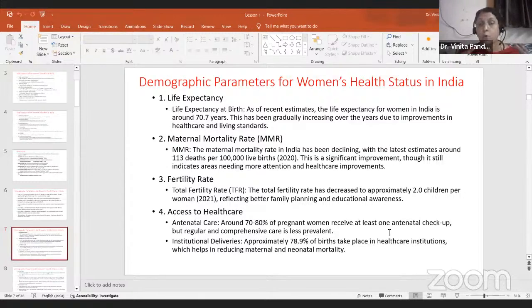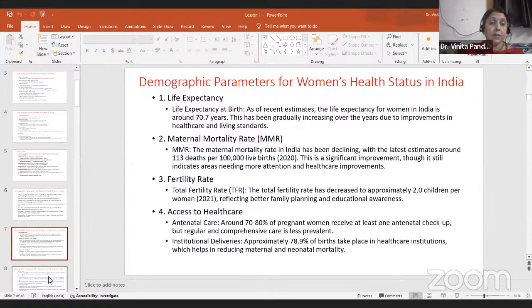Then one good statistic is about 78.9%. We have to definitely take this figure to 100%, but as of today, 78.9% of births take place in healthcare institutions, which helps in reducing maternal and neonatal mortality. Neonatal mortality means when the just-born baby dies, that is neonatal mortality.